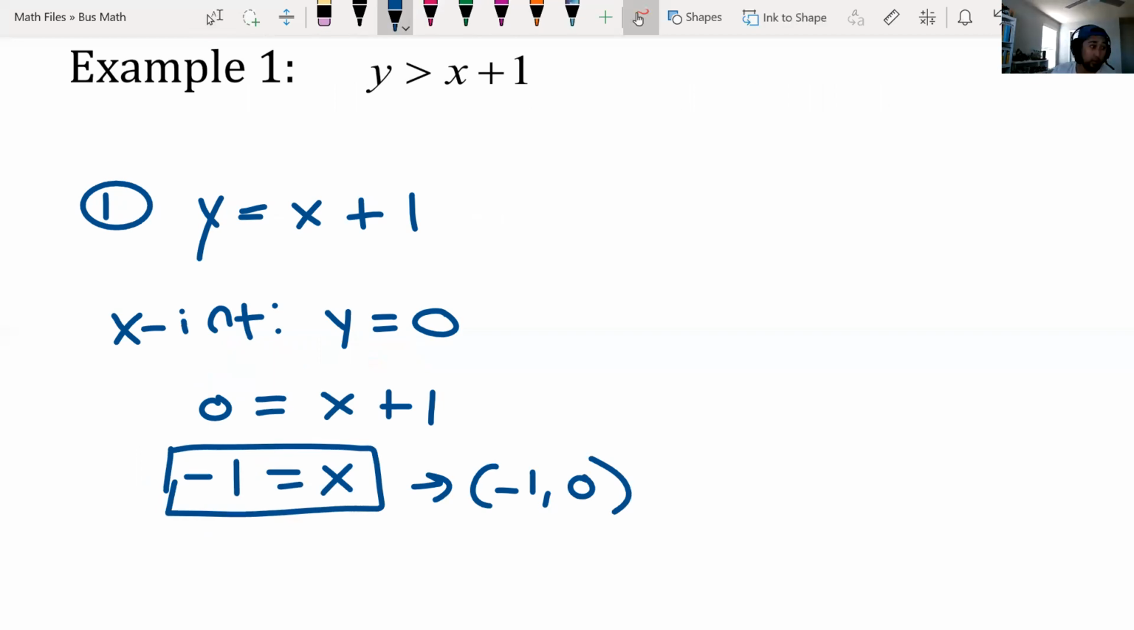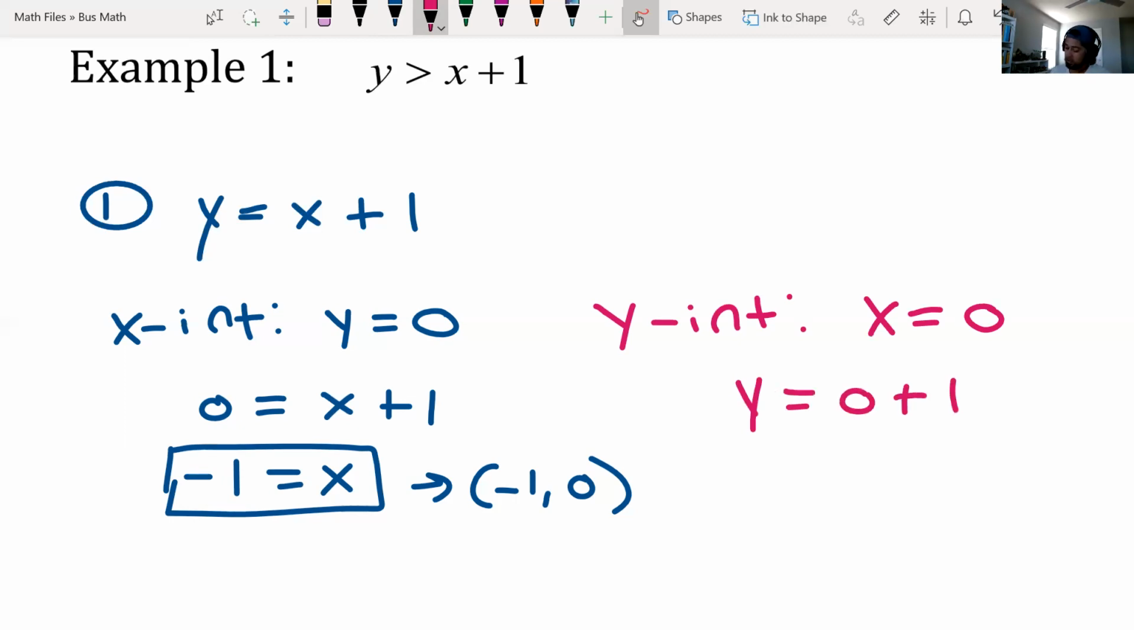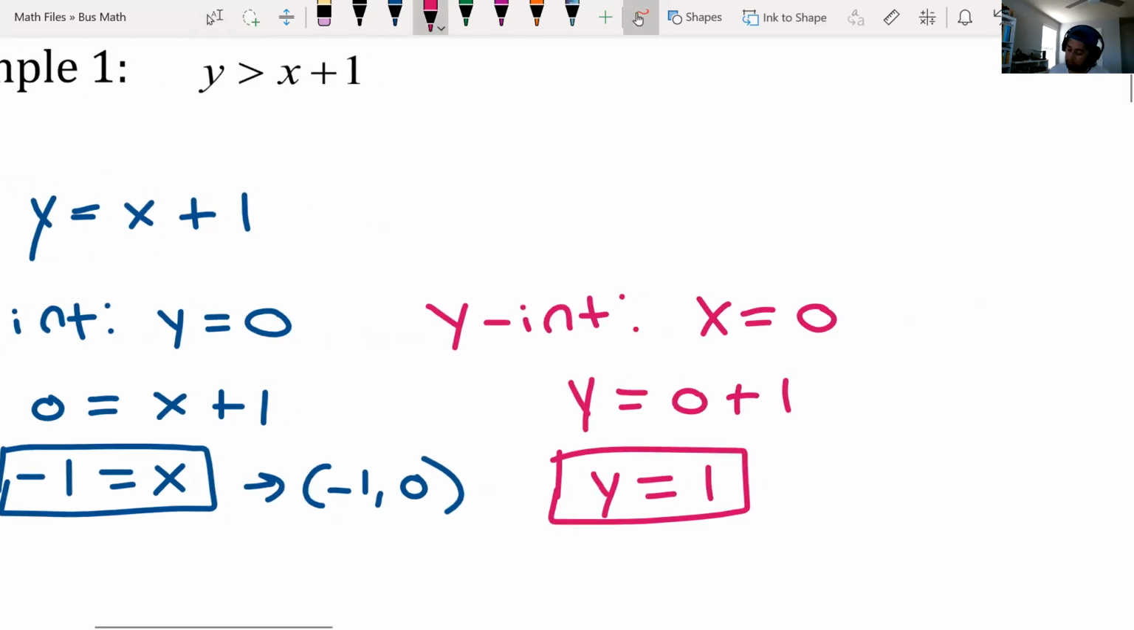All right, and then we want to find the y-intercept. Y-intercepts lie on the y-axis where x is 0. So to find a y-intercept, you let x equal 0. We'll use that equation from above. You'll get y equals 0 plus 1, and we'll end up with y equals 1, which creates the point 0, 1.